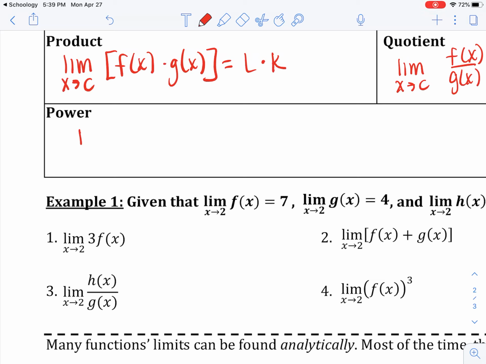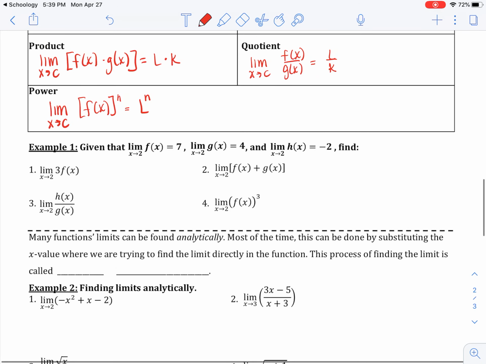And then the last one, power. If you have the limit as x approaches c of f of x to the nth power, then it's just whatever the limit as x approaches c of f of x is, which is L, and then bring that to the nth power. Okay? So let's try these four examples really quickly.